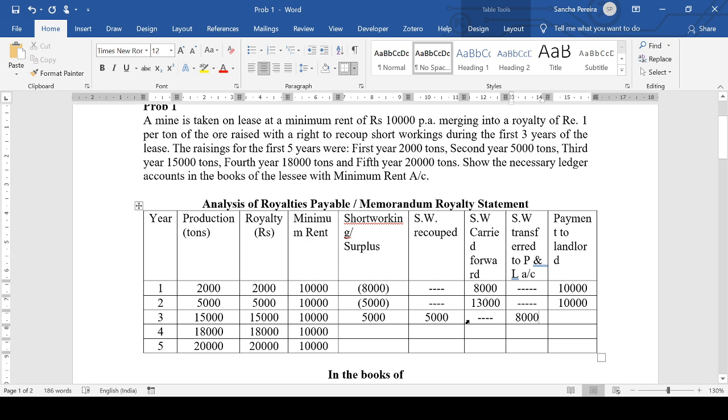Is this clear, everyone? The difference? Those online, any questions? If you have any questions, please type it in the chat box.